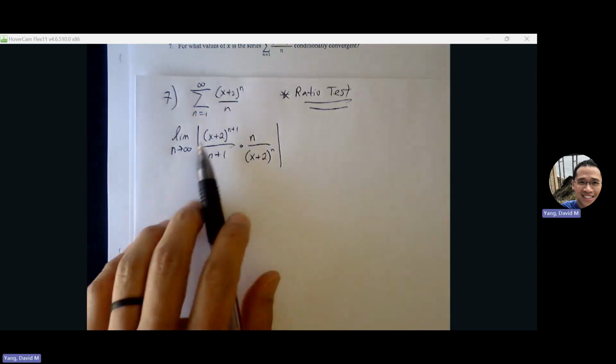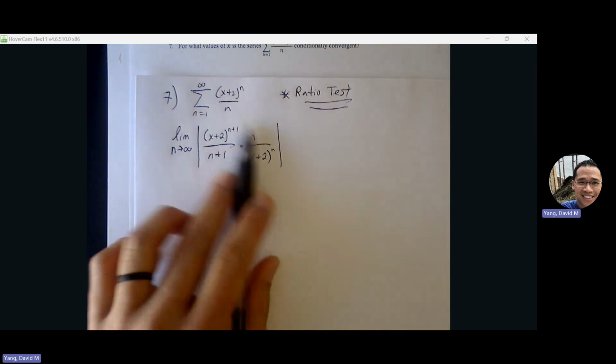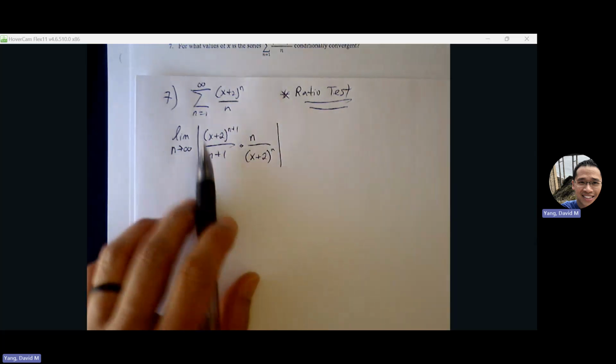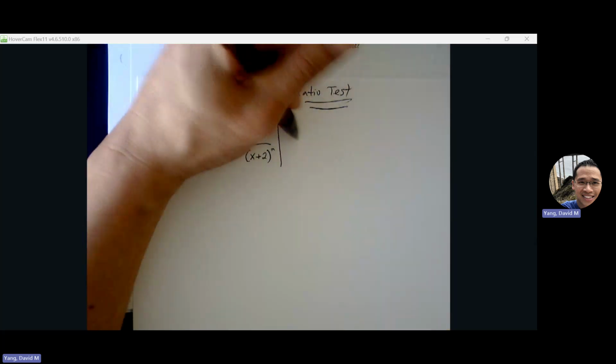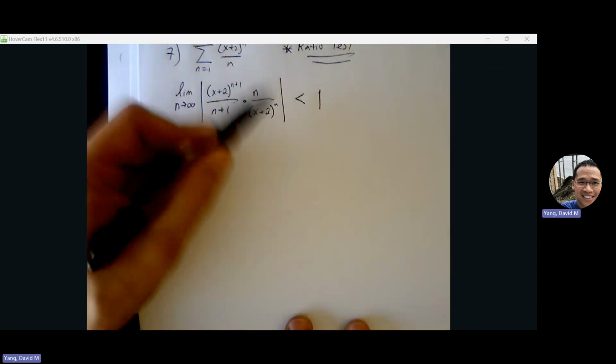Now, we know that we're trying to figure out an x value that will cause convergence. So if we want this to converge, we're looking for conditions where this is going to be less than 1. We're always going to set it up this way. We're looking for x values that will allow the limit of this expression to give me less than 1. All right, good so far? Let's do some cleanup here.